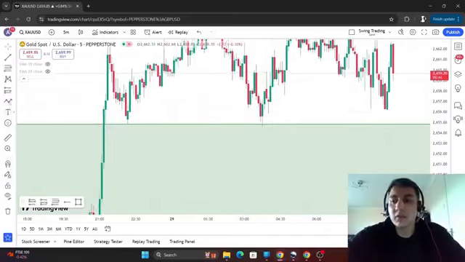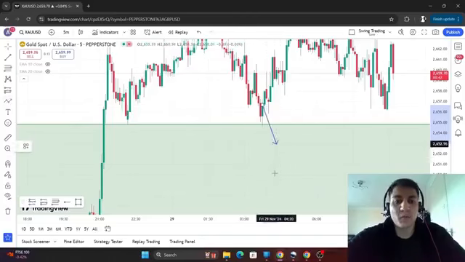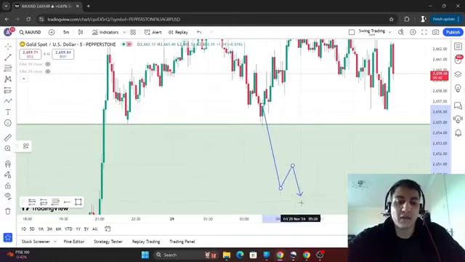And what we don't want to see, and this is so important, we don't want to see price massively come into the fair value gap like that, and then massively come in. We don't really want to see any of that.